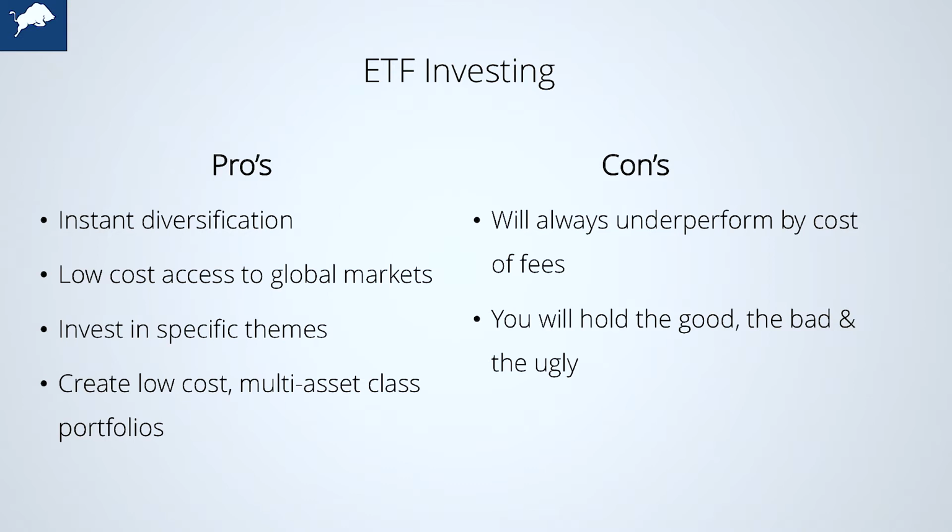So they're really easy. You get instant diversification. So for example, I go out and buy the S&P 500. I'm buying all 500 companies within the S&P index. Now, these can be incredibly low cost, and we're going to have a look at a few of them in a second here.